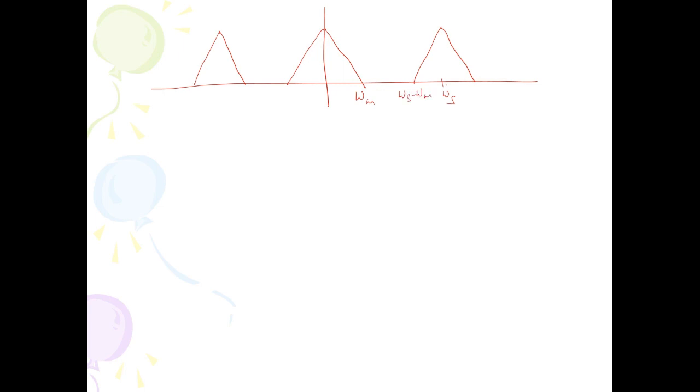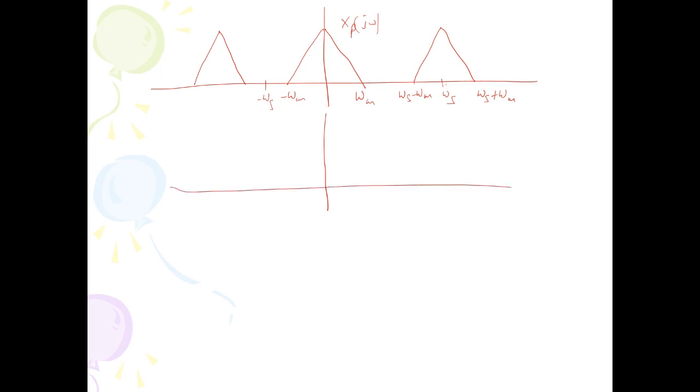Now let me consider the oversampling condition, and this is the spectrum before the low pass filter. There is a sufficient gap between the spectra. This is omega m, this is omega s, this is omega s minus omega m, this is omega s plus omega m, this is minus omega m, and this is minus omega s. This is Xp of j omega.